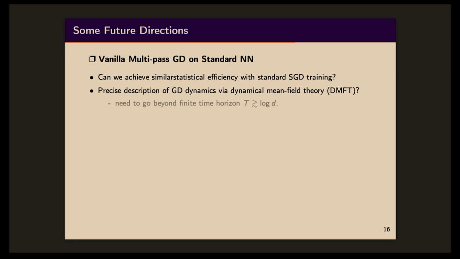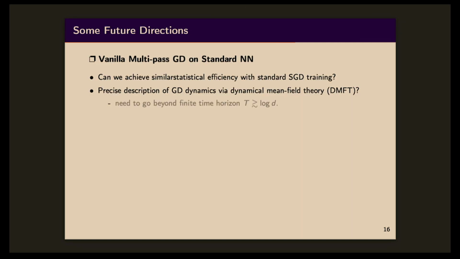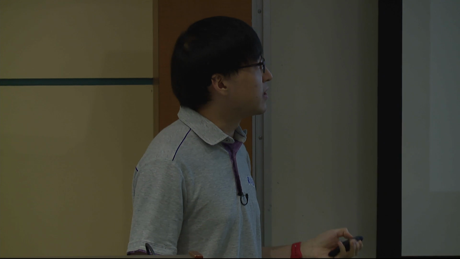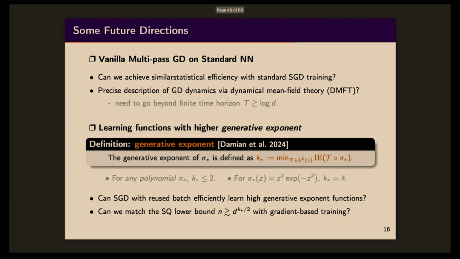But the nice thing is that, because of the existence of a transformation that lowers the information exponent to 2 for any polynomial link, there's not much reason to go beyond log d time. So if you can run gradient descent for log d time, you can essentially learn all the polynomials. You don't have to worry about going further in time. So if there's a way to handle DMFT up to log d, this might give a way to precisely describe learning arbitrary polynomial single index models. For the interest of time, I'll skip the other part of the open problems.